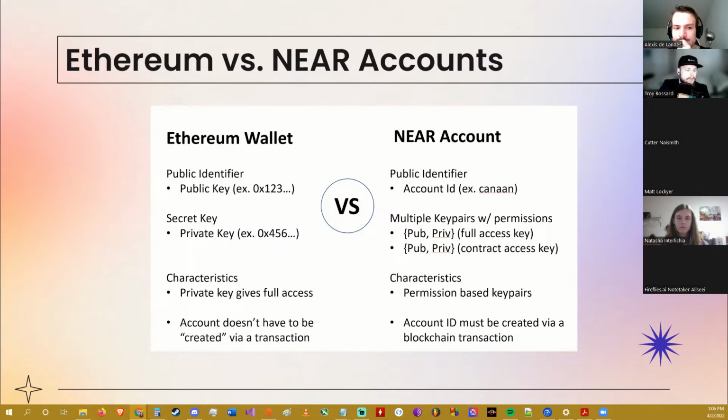And so for the Ethereum wallet, if you hold the key to the Ethereum wallet, you have full access, and the account on Ethereum does not need to be created via transaction. Whereas on Near, you have permission-based key pairs, and the account ID must be created via a blockchain transaction.